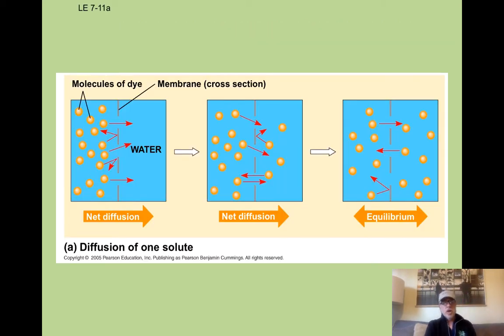Here's our picture of diffusion. Here we have a beaker of water, and in it we have a membrane. On one side we put a solution with dye, and on the other side we put just plain water.